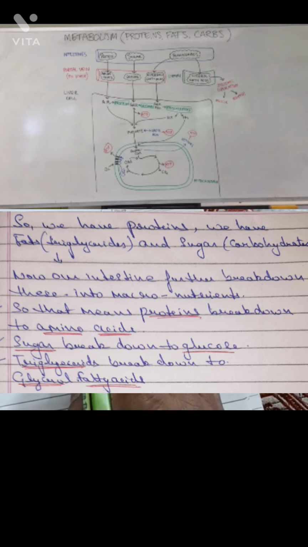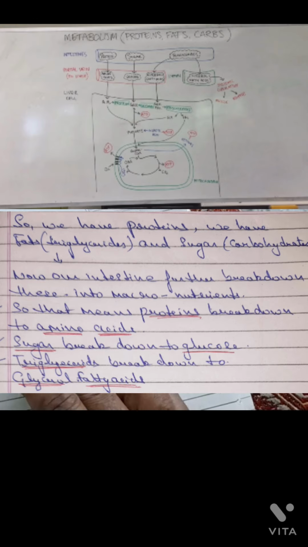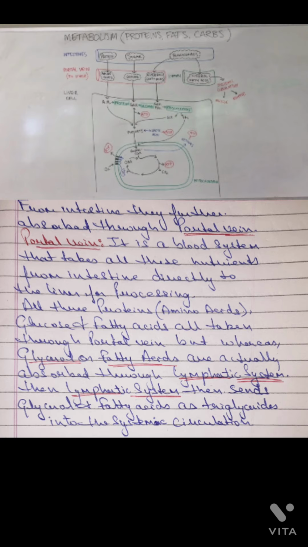Our intestine further breaks these three macronutrients down. Proteins break down to amino acids, sugar breaks down to glucose, and triglyceride breaks down to glycerol and fatty acids. As I have provided this diagram and table, you can go through the diagram, and I'm providing you these notes and explaining as well, so it becomes easy for you to understand.